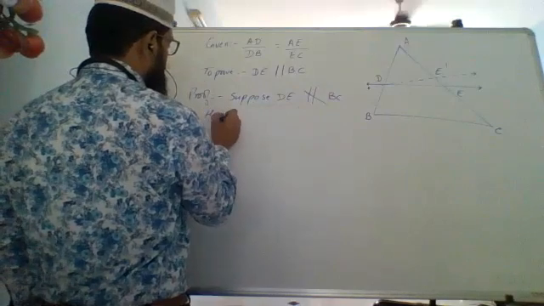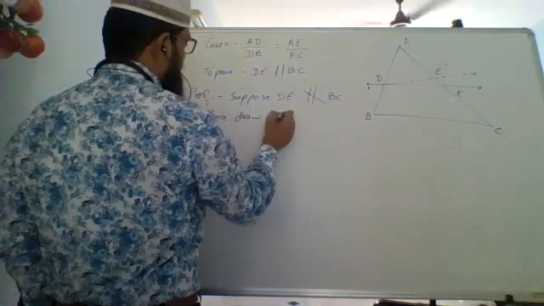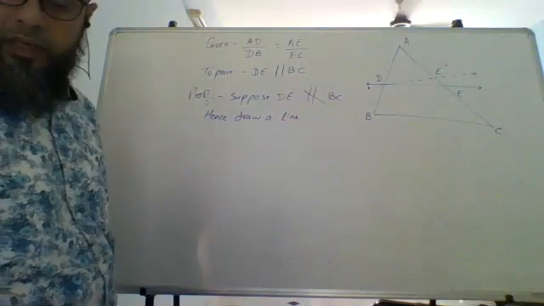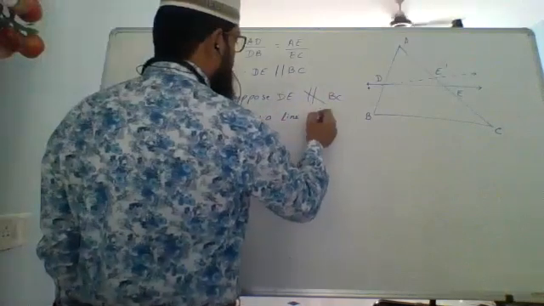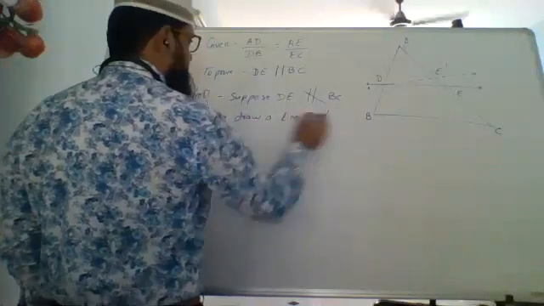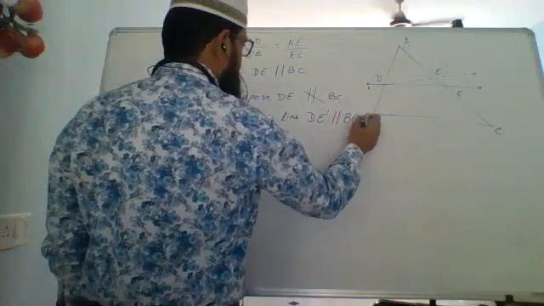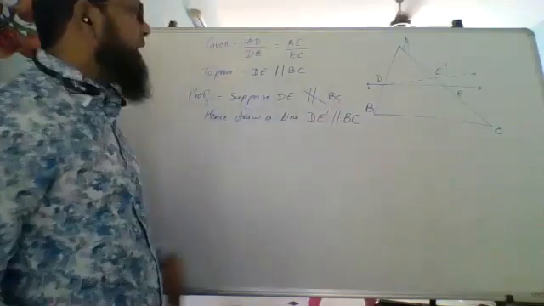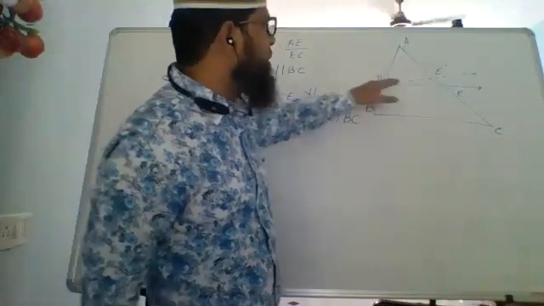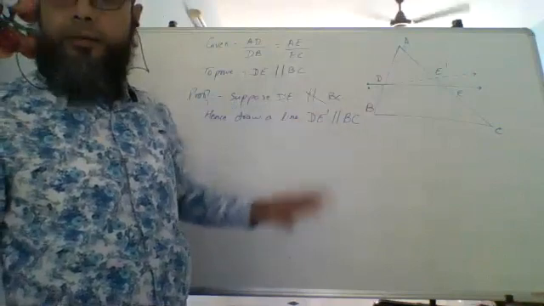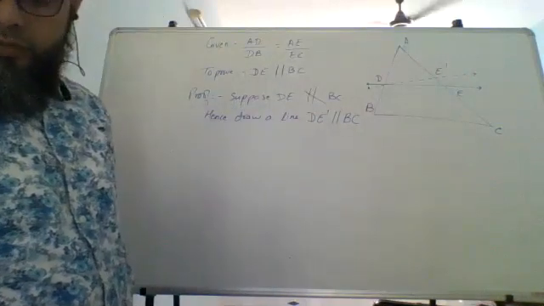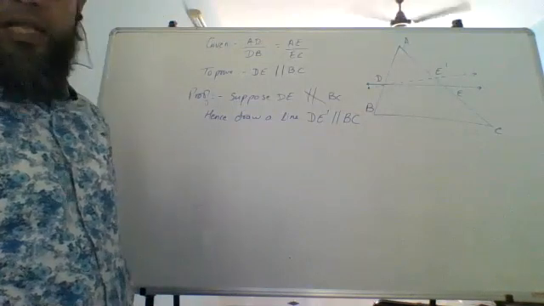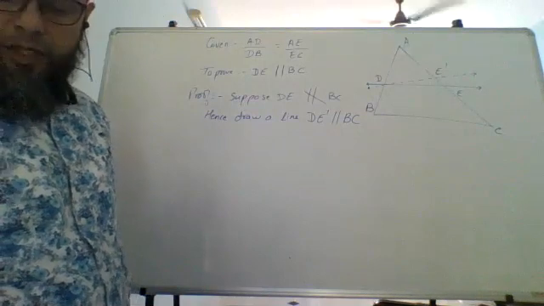Hence, draw a line DE dash parallel to BC. Supposing DE is not parallel to BC, then we'll draw another line which is parallel to it. Let's call that DE dash. Hence, draw a line DE dash which is parallel to BC.